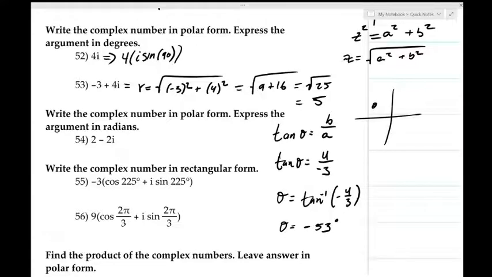So this point right here tells us that the theta that is inside of the triangle, or the inner angle, is 53 degrees. So we have to do 180 minus the 53, or the absolute value of it, which gives us 127, right?